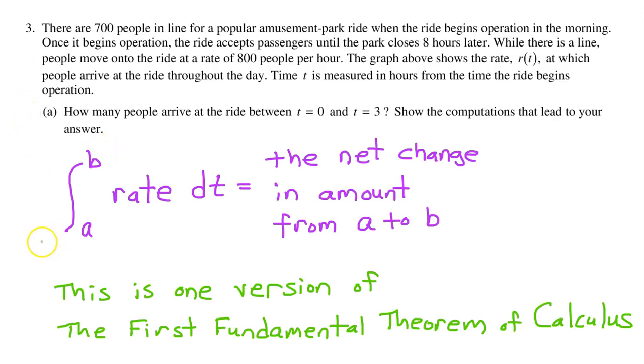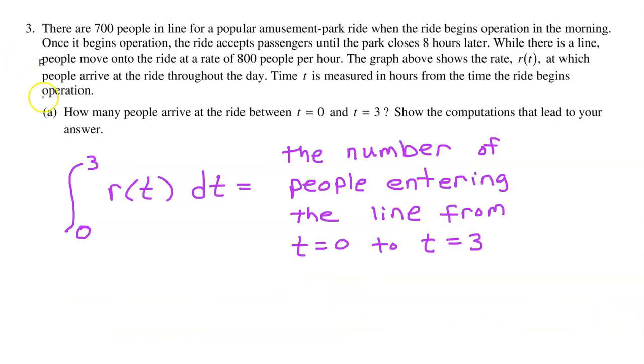Here is one version of the first fundamental theorem of calculus, and I want you to burn this into your brain. It's one of the most important things that you will learn in the second semester of AP Calculus. The integral of a rate from A to B is equal to the net change in the amount from A to B. In this case, we have the integral of the rate at which people enter the line from time 0 to time 3. So the integral of this rate will equal the number of people entering the line from time t equals 0 to t equals 3.